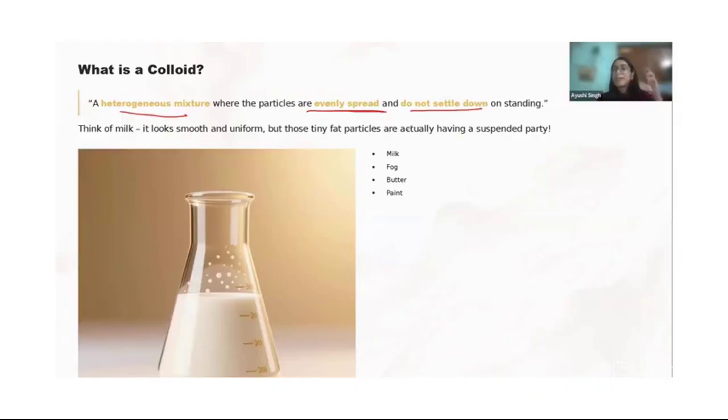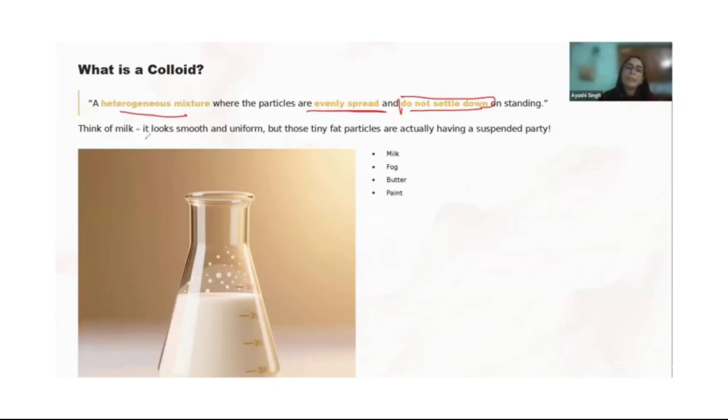In solutions, particles were disappearing throughout, right? We are not able to see them with naked eyes, and they were uniformly distributed. In suspensions, you will notice that the solute, or not exactly solute, the particles will settle down. But here the particles do not settle down, they keep hanging around in the phase, which is the dispersed phase. You will discuss more about the dispersed phase later in the regular lectures.